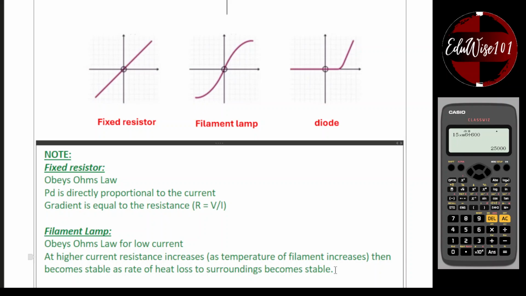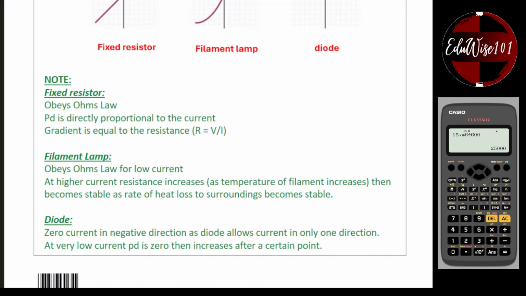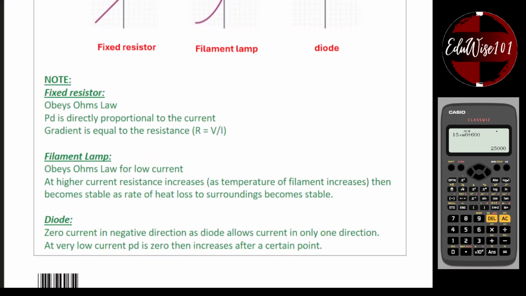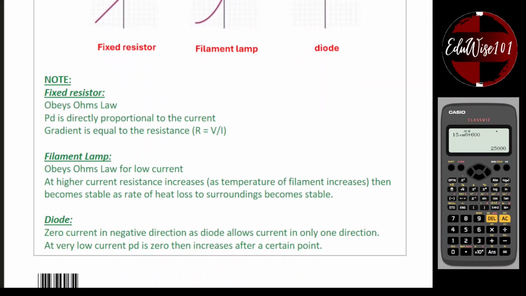For a diode, 0 current in negative direction. As a diode allows current in only one direction, at very low current, PD 0, then increases after a certain point. We can say it increases drastically or exponentially, maybe. But they don't actually ask too much detail about why it's increasing. So you just need to remember mainly the shape, and you should be able to describe in terms of Ohm's law. You could say that a diode doesn't obey Ohm's law. Next question.